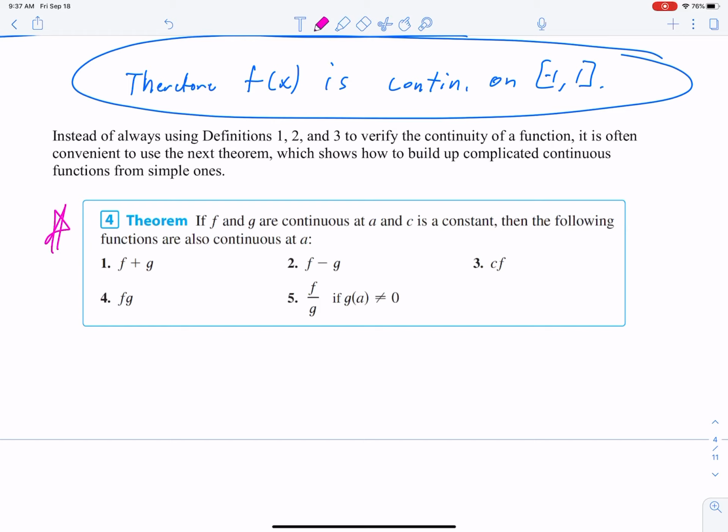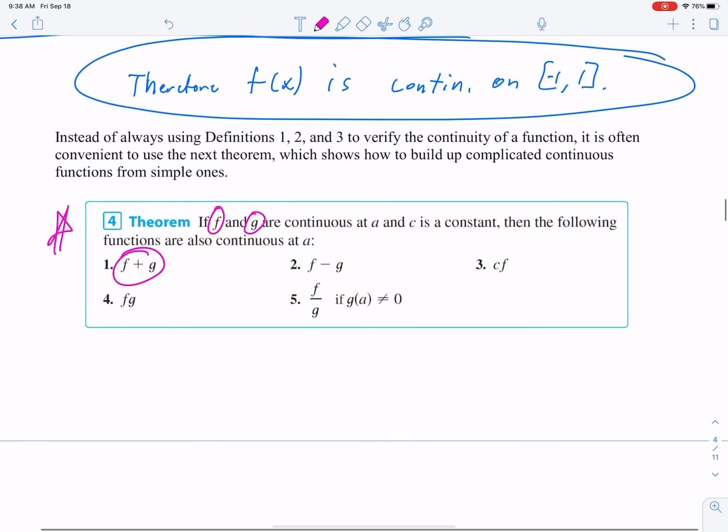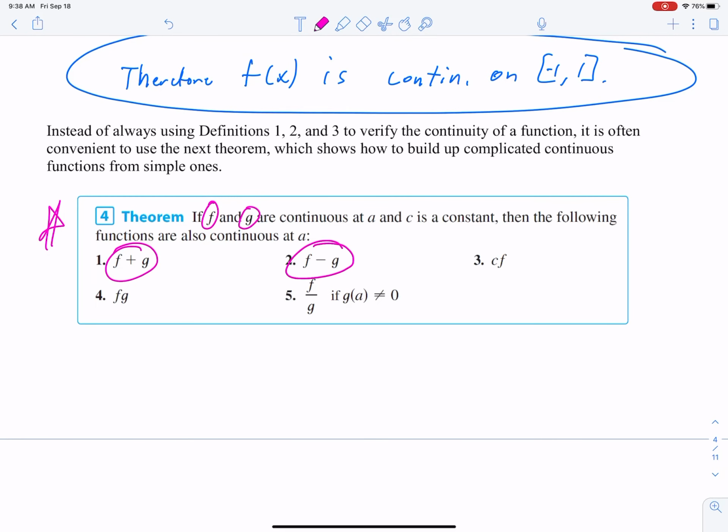If f and g are continuous functions at a, and c is a constant, so c is just some number, then the following functions are also continuous. So if you already know that f and g are both continuous functions, then adding them together is still continuous, subtracting them is still continuous, multiplying them together is still continuous, dividing them is still continuous as long as your denominator is not equal to 0 at that a value, and taking either f or g and multiplying it by a constant value, it still remains a continuous function. Okay, that's some important stuff.